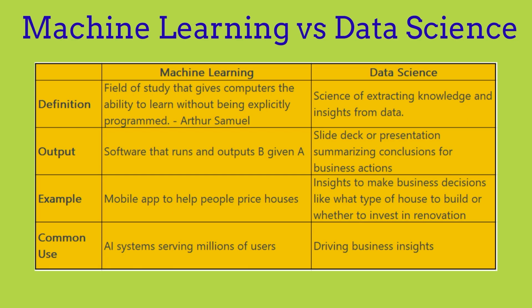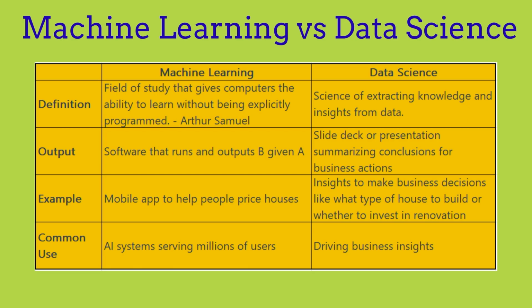If we look at the output now, for machine learning it's basically just software that runs and outputs B based on the given inputs A. On the other hand, for data science, an output could be a presentation, or just speaking to them, with conclusions, a summarizing conclusion for business actions. And for the next one, we have an example.